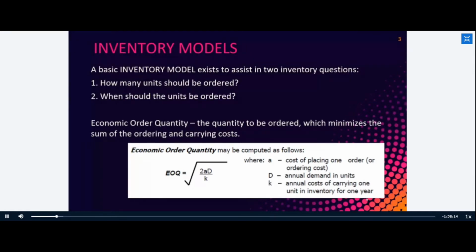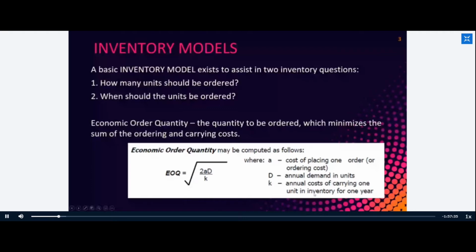So this is very familiar to you because EOQ is the same as your ECQ, or the economic conversion quantity. So in EOQ class, to solve for the EOQ, this is the square root of 2AD over K, A being the cost of placing one order, or the ordering cost, and D being the annual demand, divided by K. In this case, K is the annual cost of carrying one unit in inventory for 1 year.